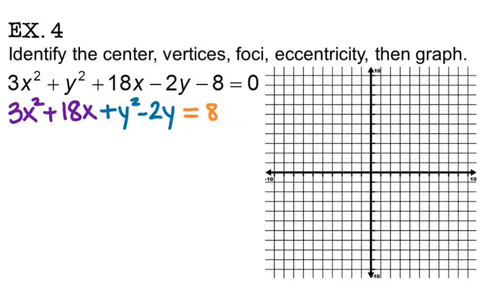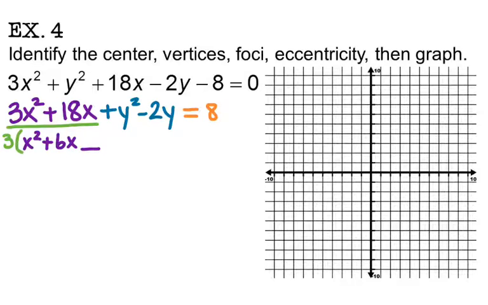Now if you notice on this one, I have a leading coefficient in front of the x squared. I have a 3 in front of there. And in order to complete the square, you can't have a constant in front of the x squared term. So I'm going to factor a 3 out just for the x's, okay? It would be the same thing for the y's. If there was a number in front of y squared, then I would factor that number out just for the y's. So I'm going to factor a 3 out of the x's.